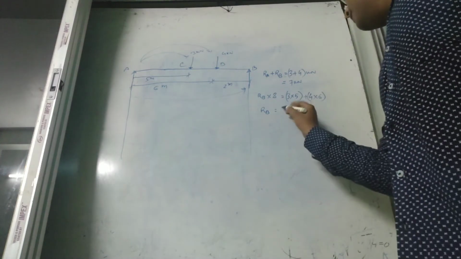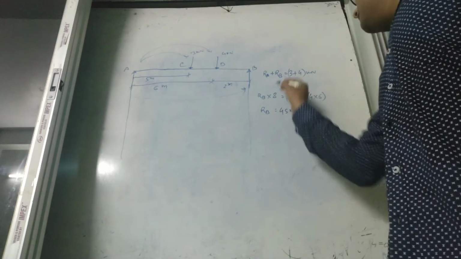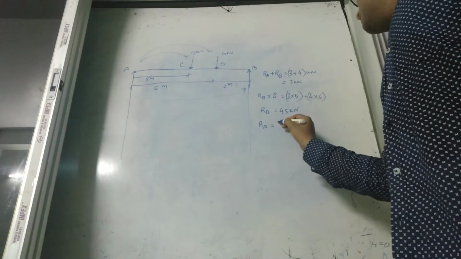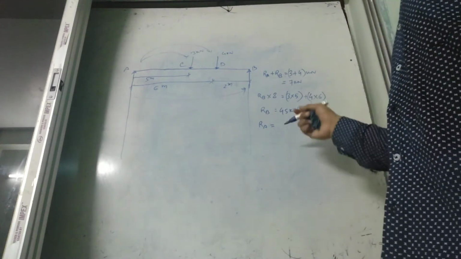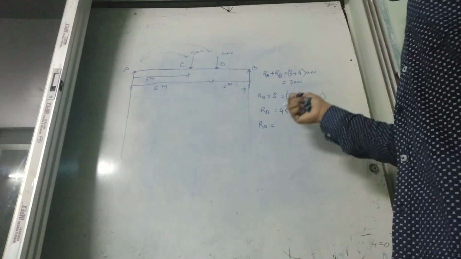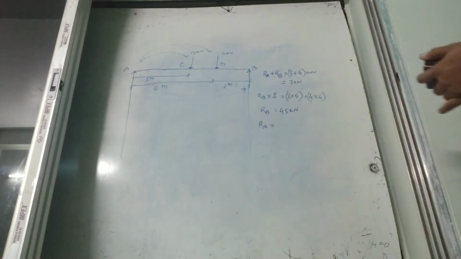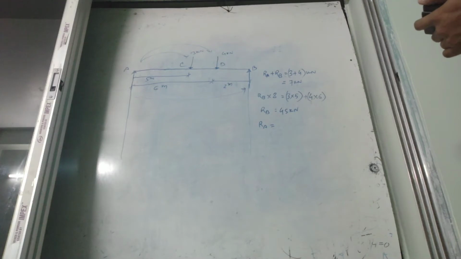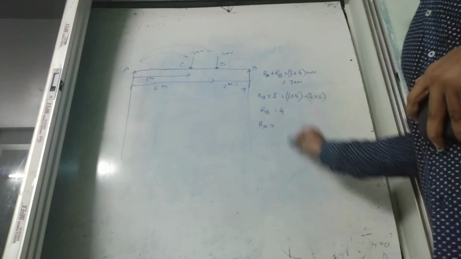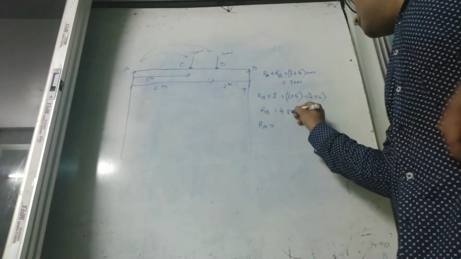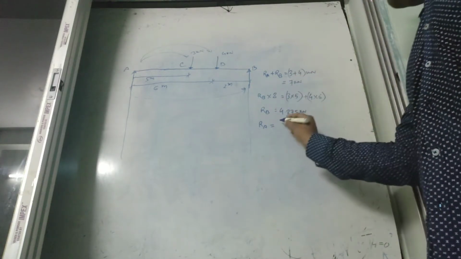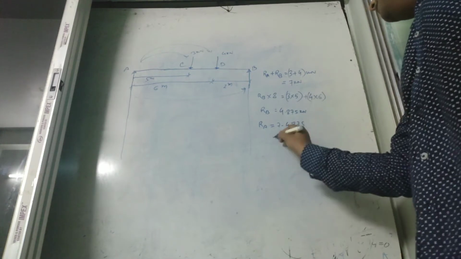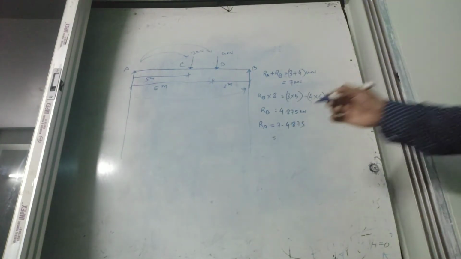45 kilonewton RB, then RA equals to... I will go for the right. 4 into 6 divided by 8, then 15 plus 24 divided by 8, 4.875. Calculating RA plus RB you need to 7. So 7 minus 4.875 equals to 2.125.